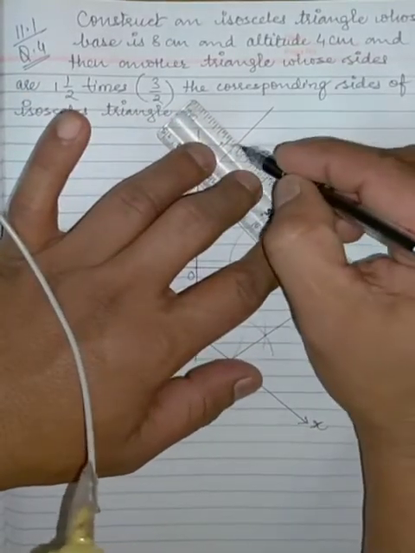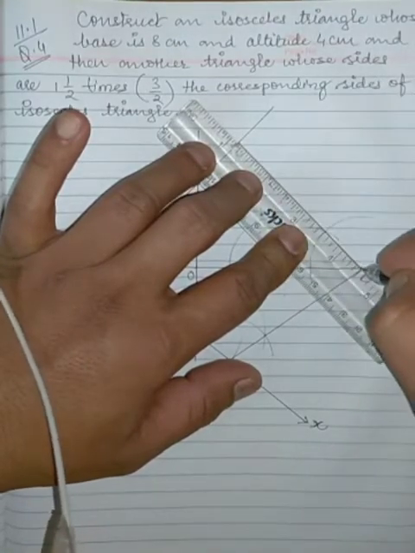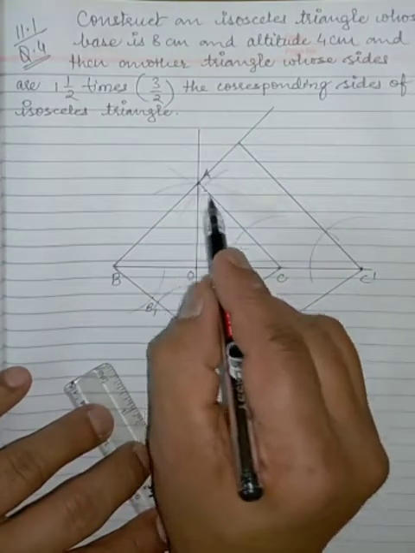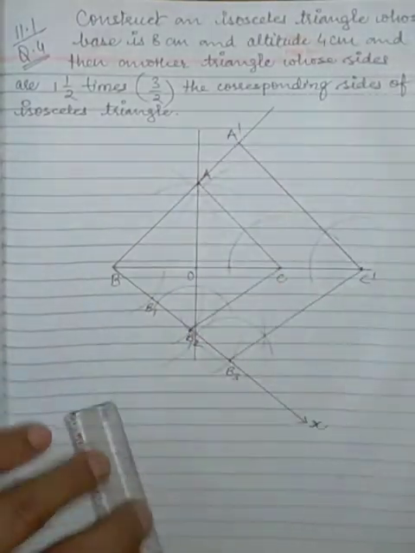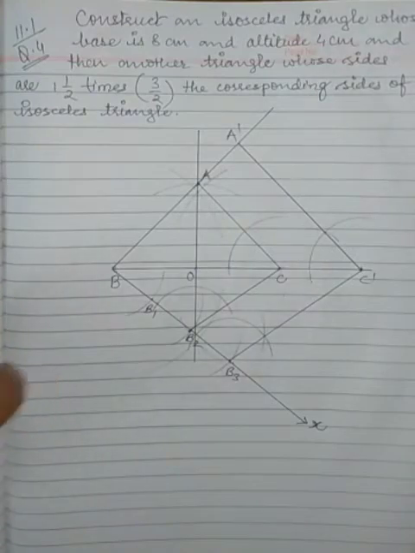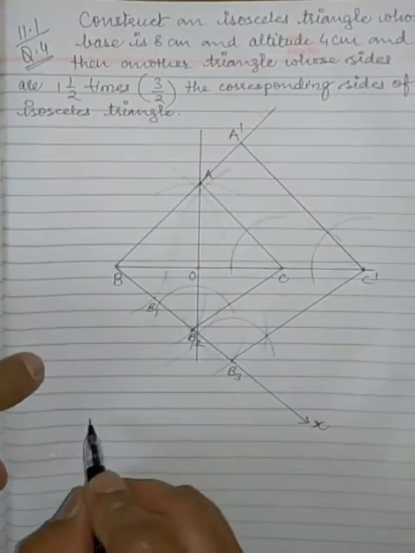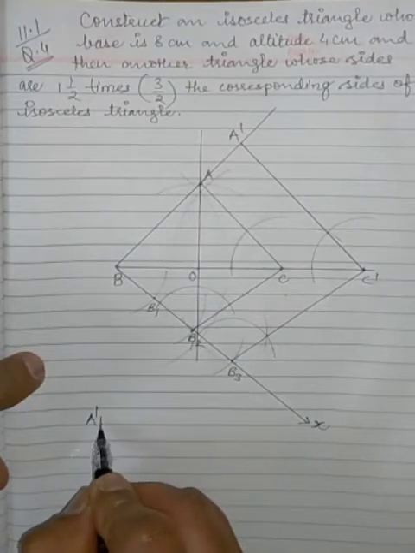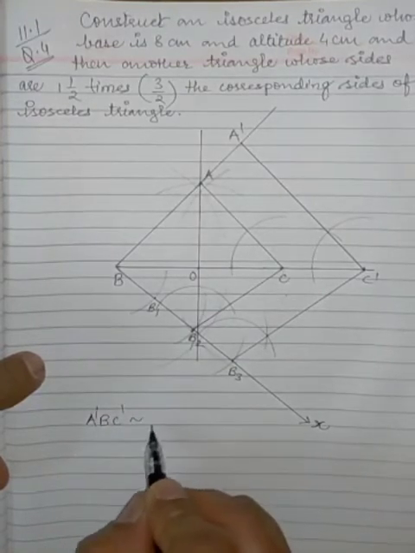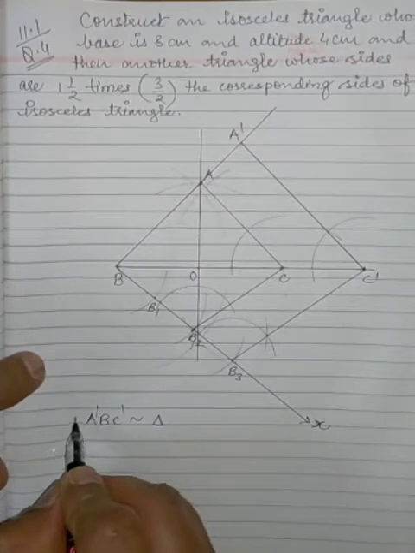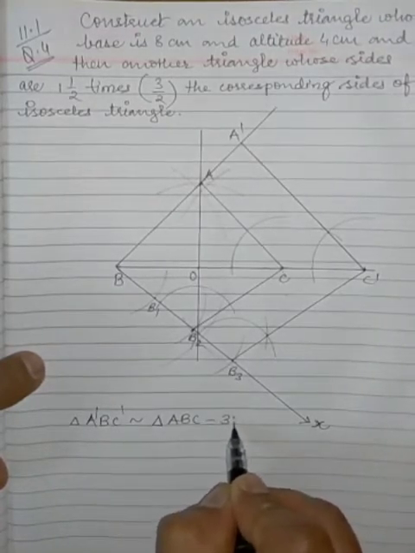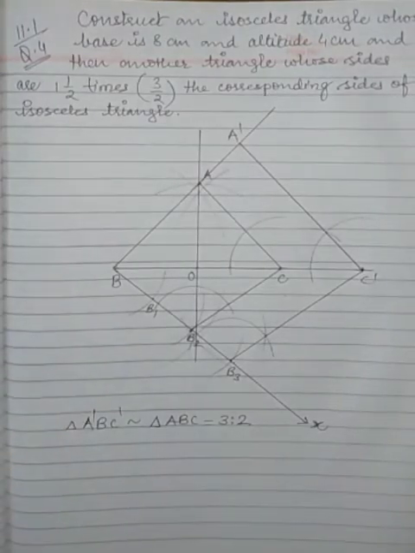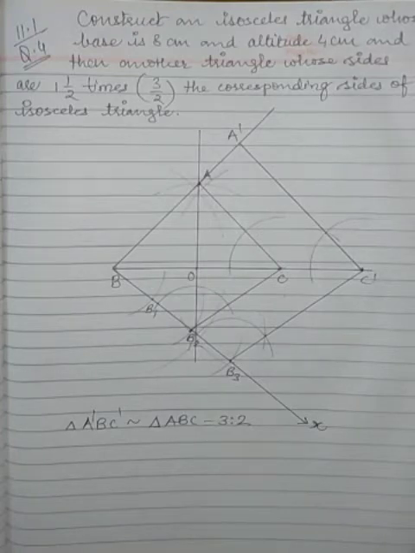So on joining this point we get a line exactly parallel to AC, let this be A dash C dash. So as you can see, triangle A dash B C dash is similar to triangle ABC of the scale factor 3:2. Okay. Now here are some points I want to clear before we finish.